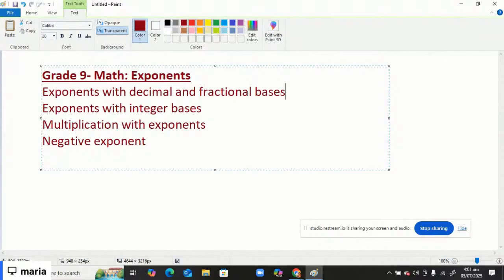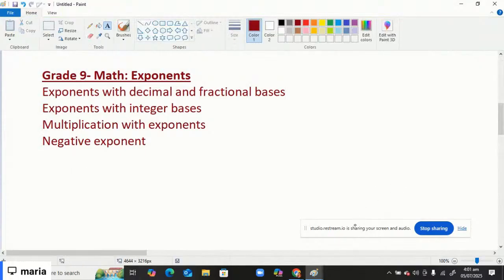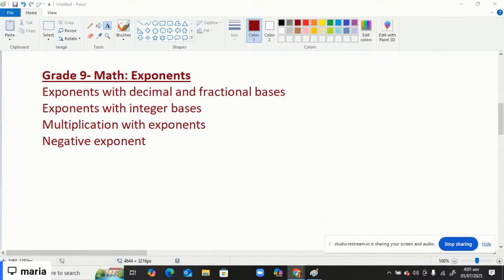So today we are here for grade 9 maths. The chapter we discuss today is exponents. The lessons today are exponents with decimals and fractional bases, exponents with integer bases, multiplication with exponents, and negative exponents. You can find all the lessons on aplusstudent.com.